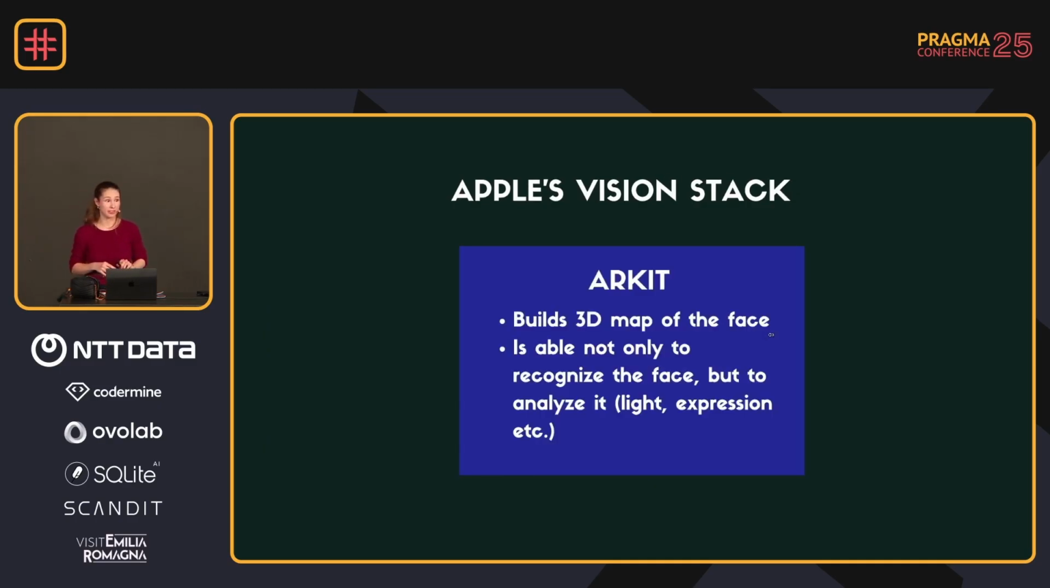It's the ARKit. ARKit is actually responsible for the 3D scan. It builds the 3D map of the face mesh. It's able not only to recognize the face, but also to follow it. So if you turn your head like this, if you lean a little bit, blink, ARKit is still able to follow it and to recognize the object.